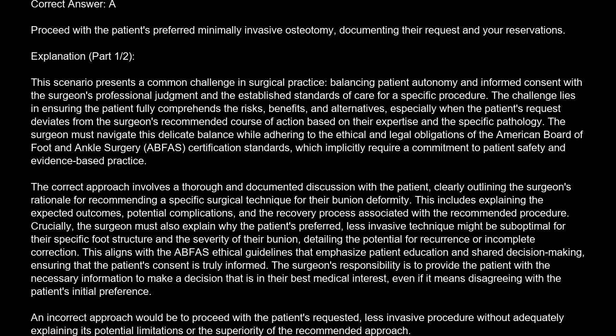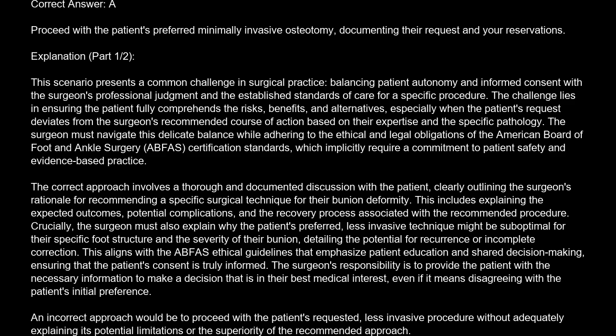The challenge lies in ensuring the patient fully comprehends the risks, benefits, and alternatives, especially when the patient's request deviates from the surgeon's recommended course of action based on their expertise and the specific pathology. The surgeon must navigate this delicate balance while adhering to the ethical and legal obligations of the American Board of Foot and Ankle Surgery, ABFAS, certification standards, which implicitly require a commitment to patient safety and evidence-based practice.